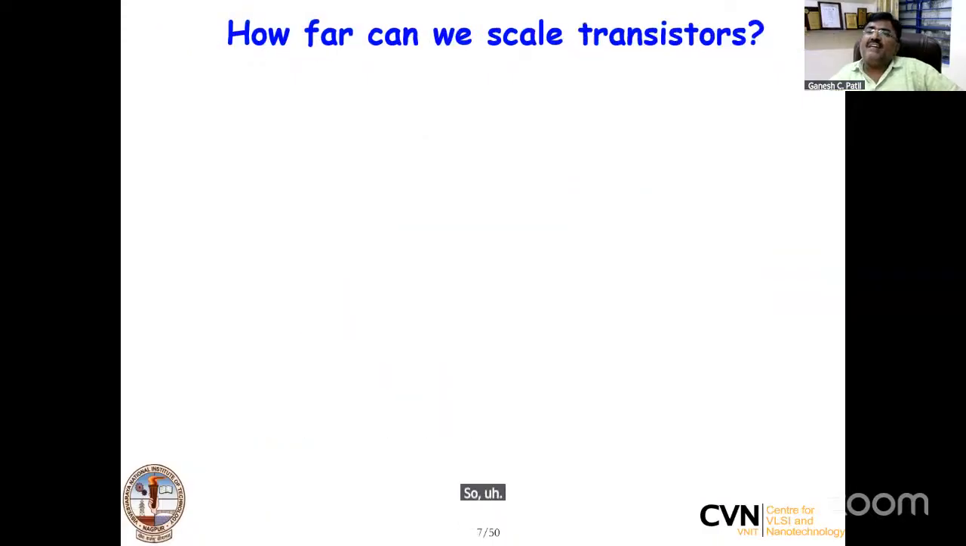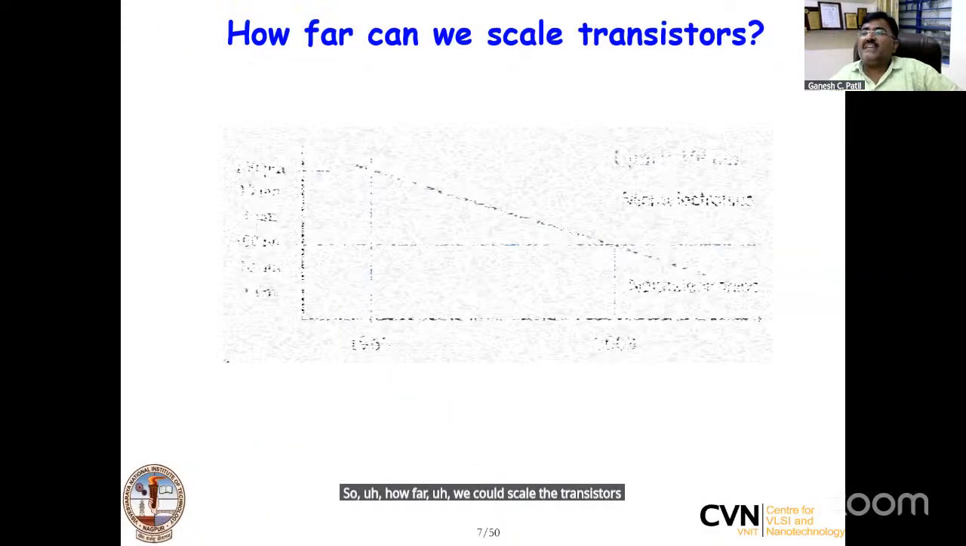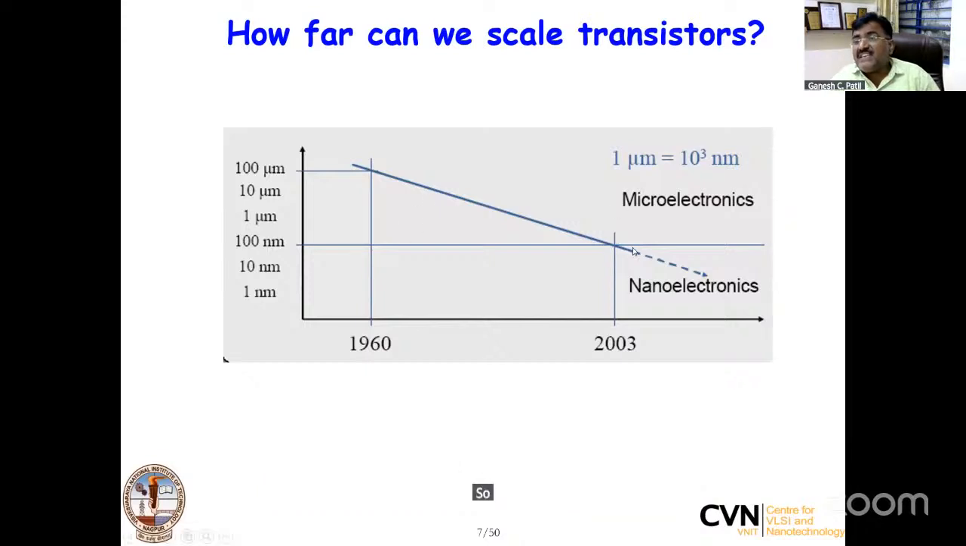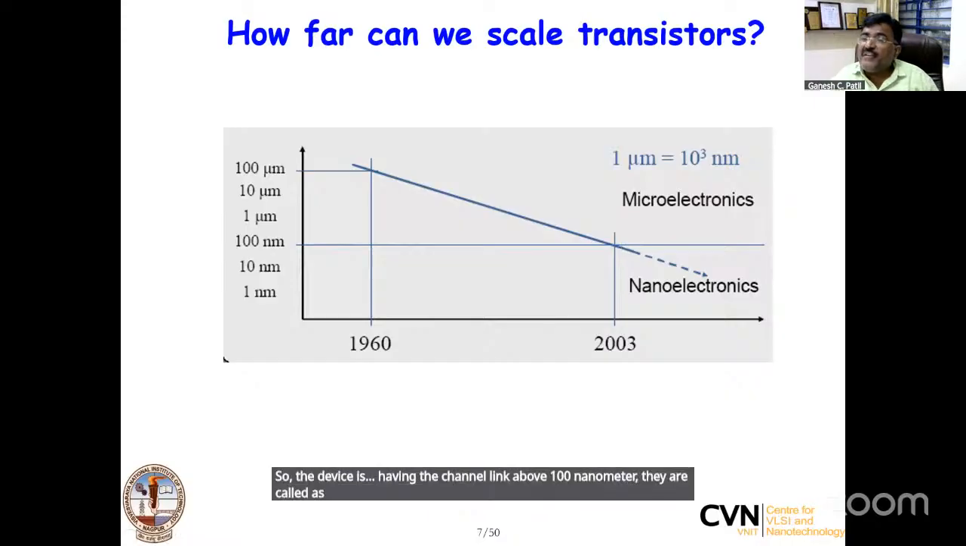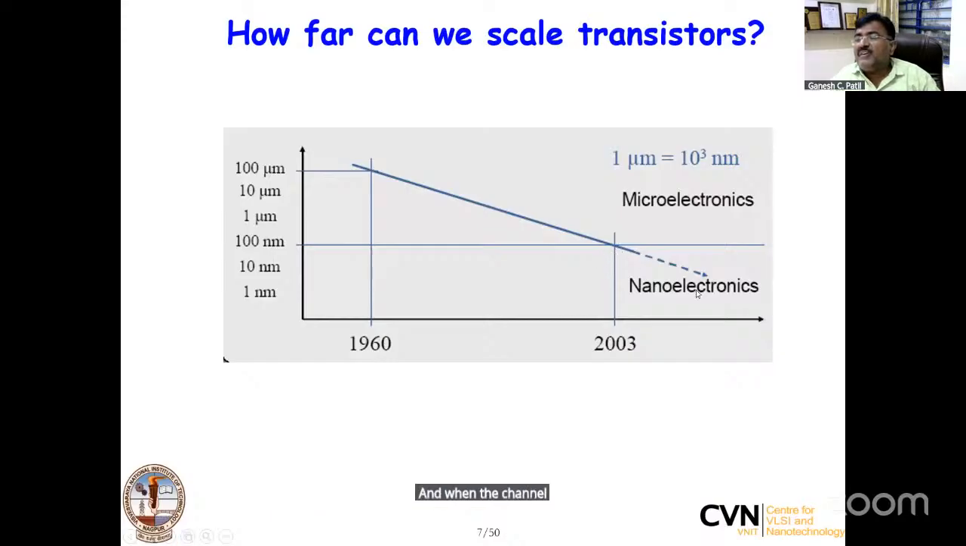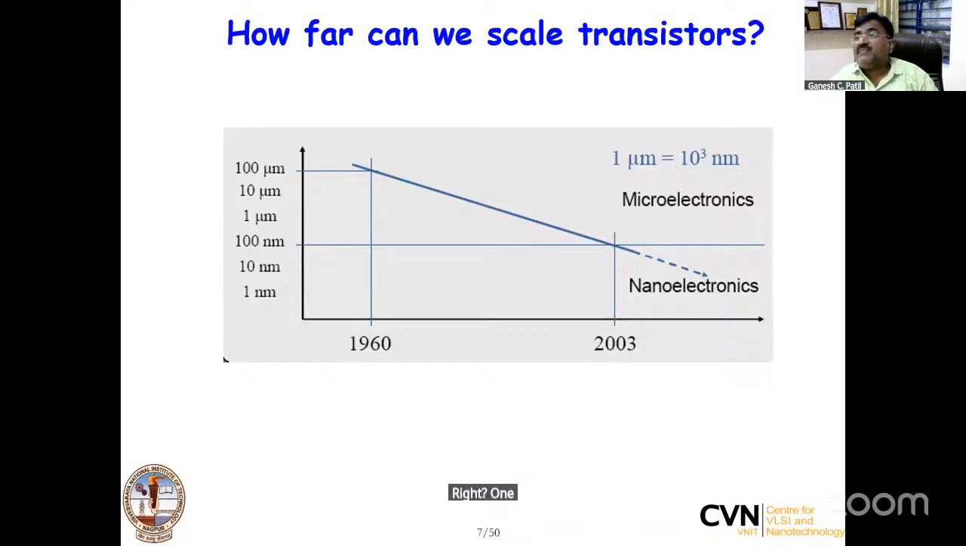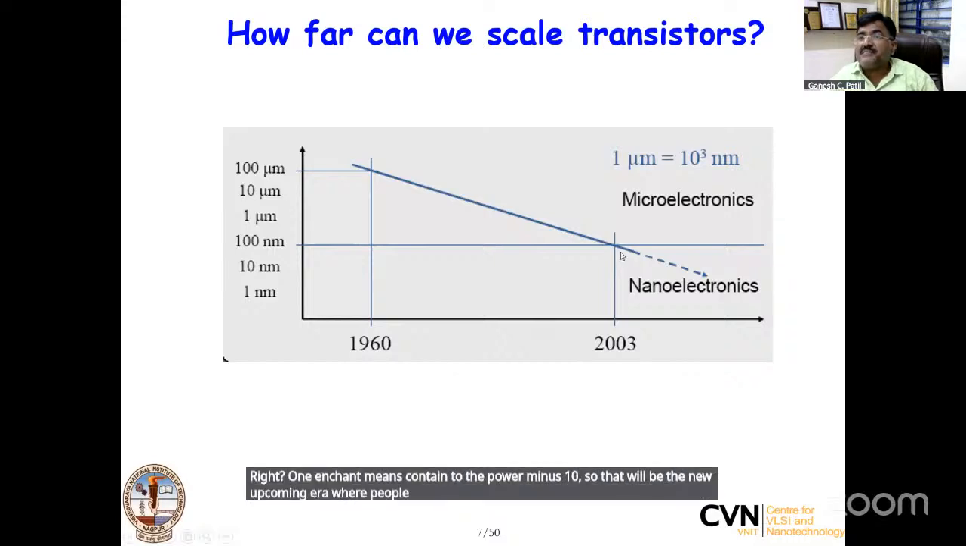So how far can we scale the transistors now? Actually, there is a window that separates the microelectronics and the nanoelectronics era. Devices having a channel length above 100 nanometer are called microelectronics, and when the channel length is below 100 nanometer, that era is nanoelectronics. And one more era has now started coming, that is angstrom electronics, where the channel length would be 10 to the power minus 10, that is 1 angstrom. That will be the new upcoming era where people will start doing research.